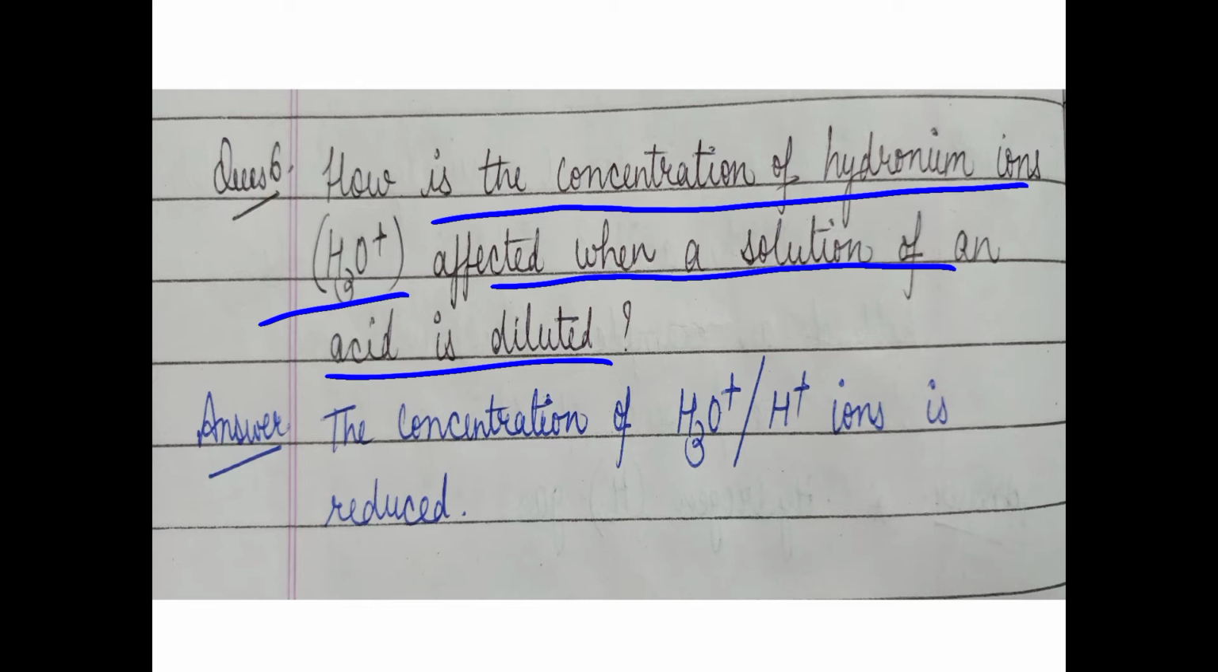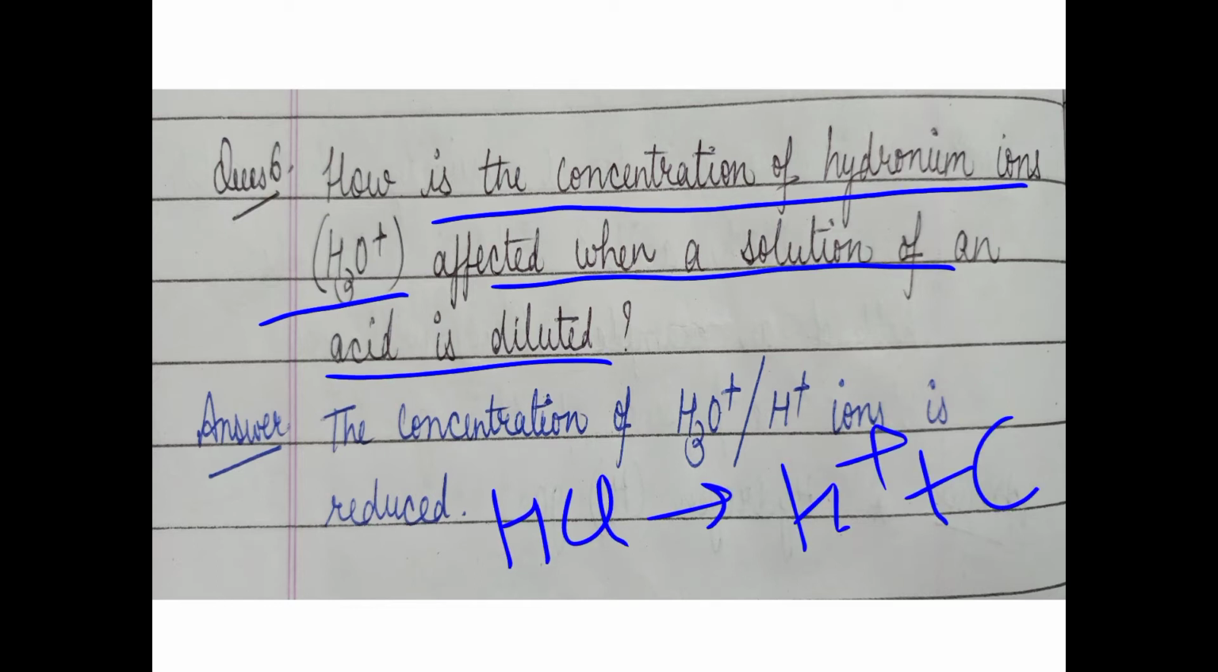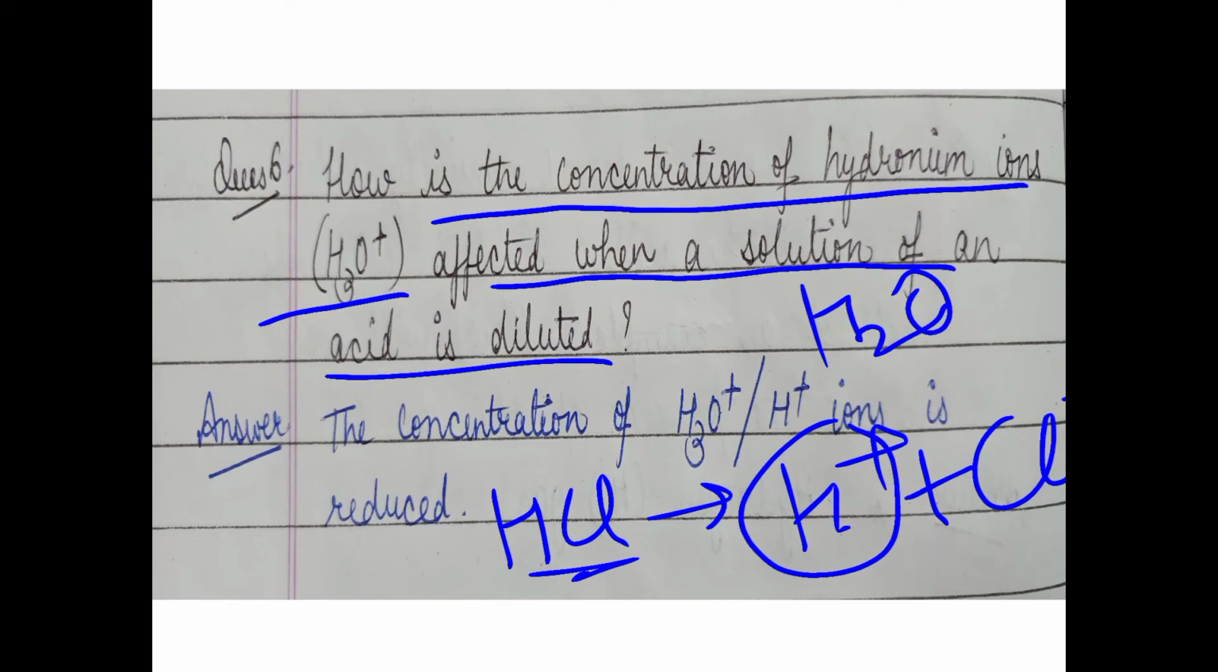So acids like HCl produce hydrogen ions and their respective negative ions, like chloride ions in the case of HCl. So this H plus combines with water. When we add water to it, they form hydronium ion, and we can also write H plus ions, hydrogen ions, so their concentration will go on reducing as we go on adding water.